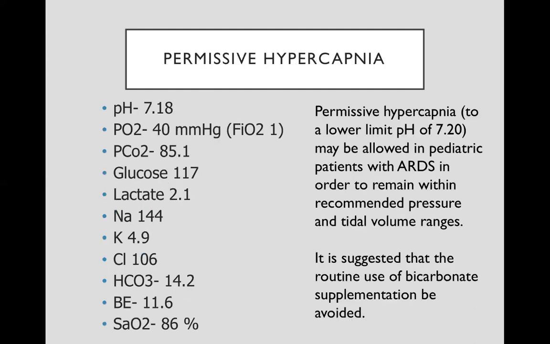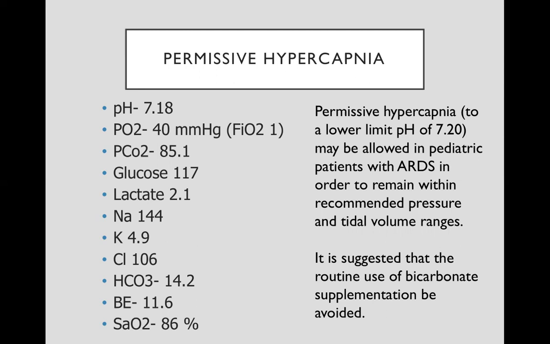Permissive hypercapnia is a concept in which we tolerate higher carbon dioxide so that we don't have to increase the pressures to wash out this carbon dioxide. Permissive hypercapnia can only be allowed if your pH allows you to do so. So if your pH is more than 7.20, you can tolerate a carbon dioxide on the higher side. That said, there is no clear-cut cutoff of hypercapnia we are willing to accept. Now, this carbon dioxide is 85. If we are willing to accept this, are we willing to accept 90, 100?